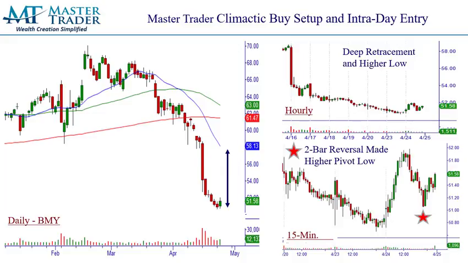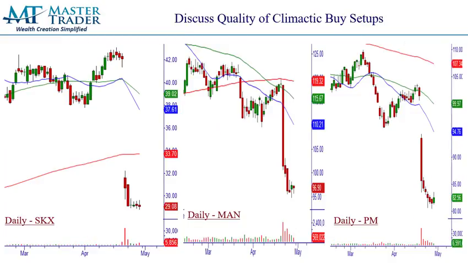These are 3 more trades that we've been watching for a few days now in the Master Trader Green Room. Let's just discuss the quality of all of these. SKX, gap down on earnings. Another example of it not being a climactic buy setup at all. 1, 2, 3, 4, 5, 7, 8 red bars, but it's not fluid. It's a catastrophic gap. It's basing here at the lower end of this wide range bar.